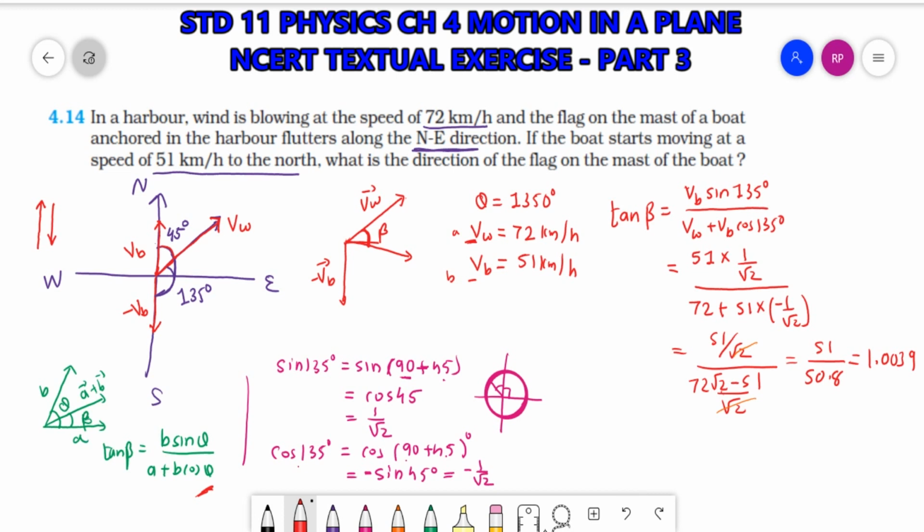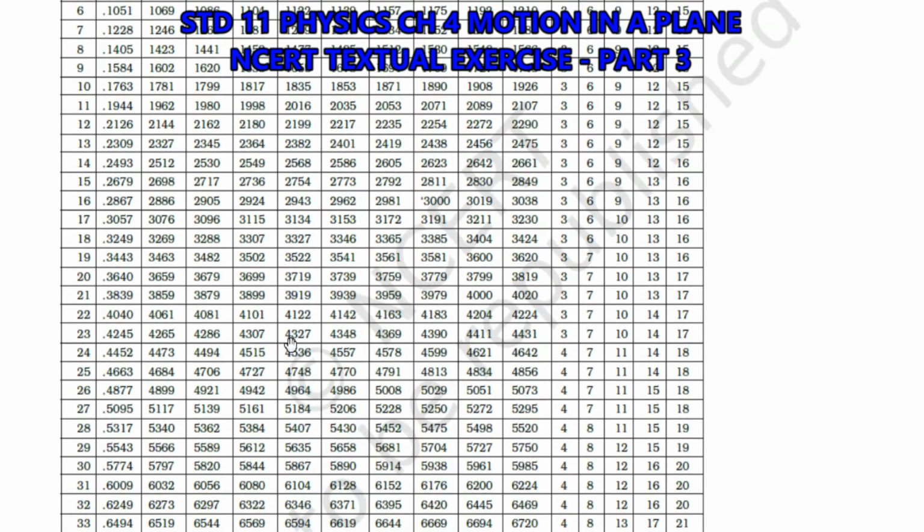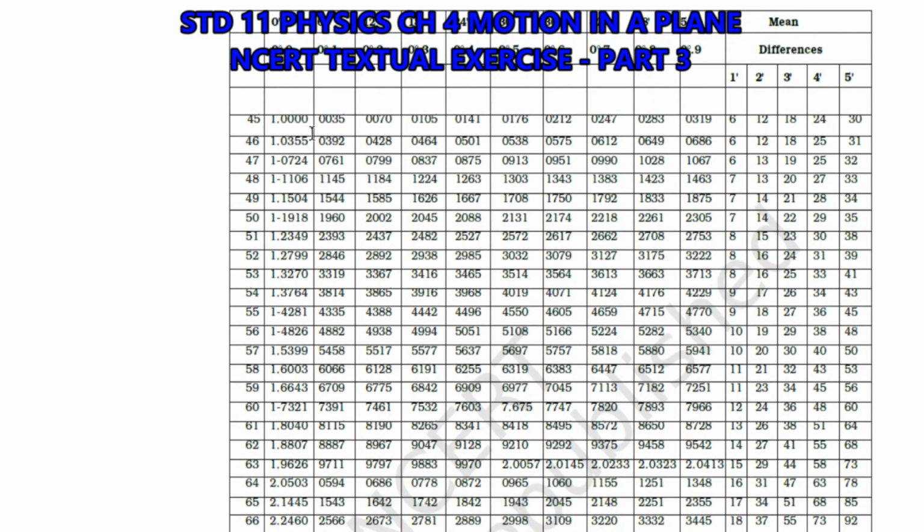Okay, now let's find out from the trigonometric table of tan. The value we need to find out is 1.0039. This is the table for tangent. We need to find out 1 point. It's 1.0035. This is 45. We want 0.0039, so I can add this. Or if I take a round figure, it's 45, and here is the value 0.0035, that is 45.1 degree.